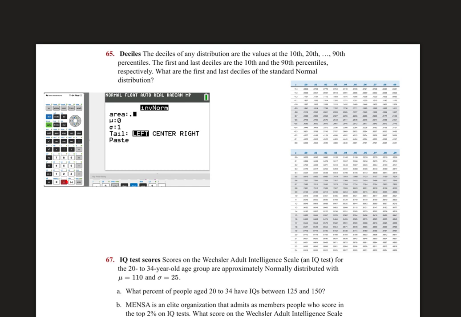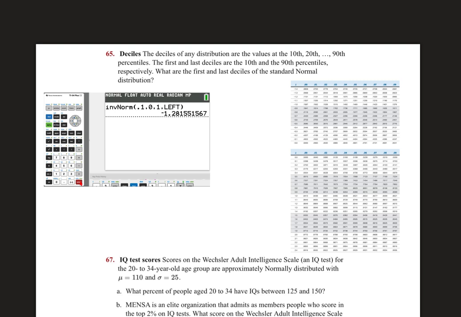So certain people's calculators have this left, center, right. When we do table A, it's assumed to be to the left, and if it's to the right, then we have to subtract. Here, so let's keep going. Okay, so the 10th percentile, 0.1, that's to the left naturally, and that's it. Okay, so the z-score associated with the 10th percentile.